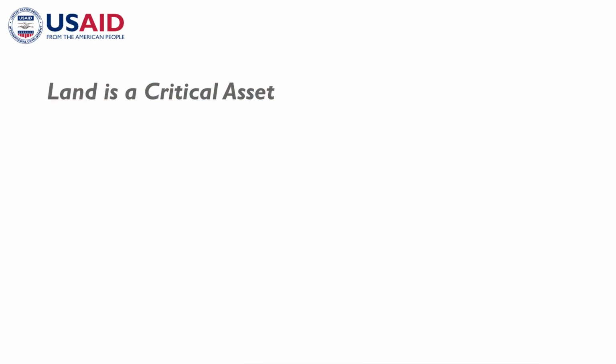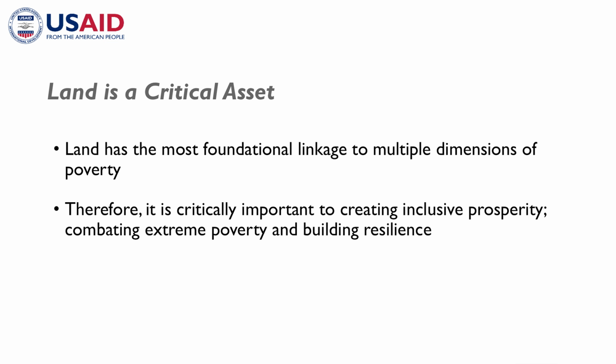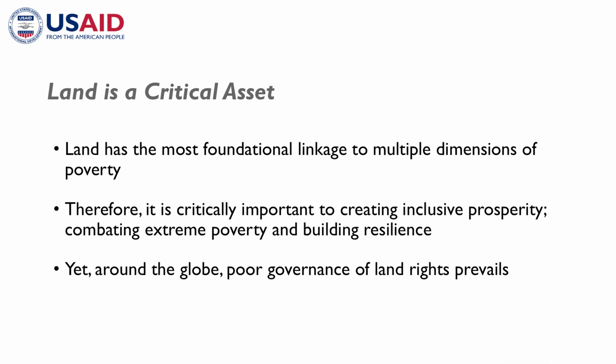So a couple of points on this. Land tenure matters because land is a critical asset for the people with whom you're probably working. Land has the most foundational linkage to multiple dimensions of poverty. It is critically important to creating inclusive prosperity, combating extreme poverty, and building resilience. But around the world, poor land governance prevails.